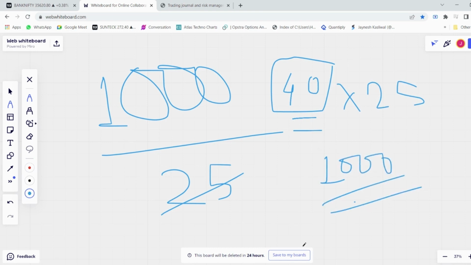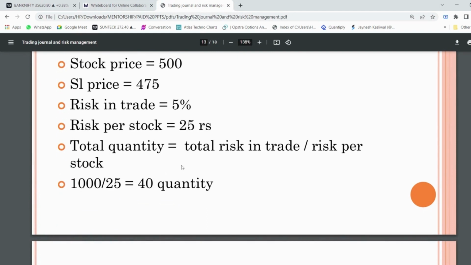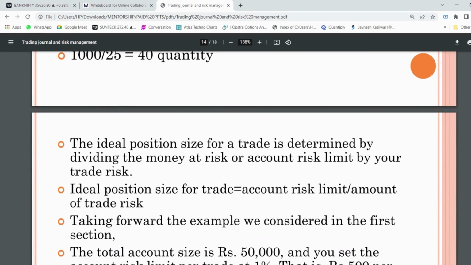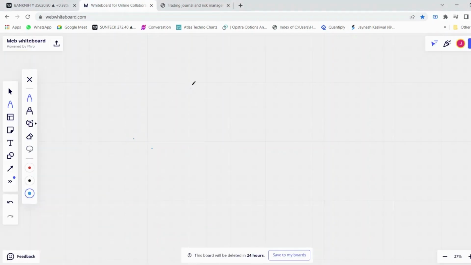So this has to be predefined whenever you are going to take a trade. First you need to decide what is the maximum SL that you are going to take. Second thing, you need to decide what is the maximum loss that you can take in that particular script. So it could be 25 rupees also, it could be 30 rupees, it could be 10%, it could be 5%, depending from stock to stock. So this is how you have to decide the total quantity of that particular stock. So ideal position sizing for a trade is determined by dividing the money at risk or account risk limit by your trade risk. Let's take one more example to understand position sizing.